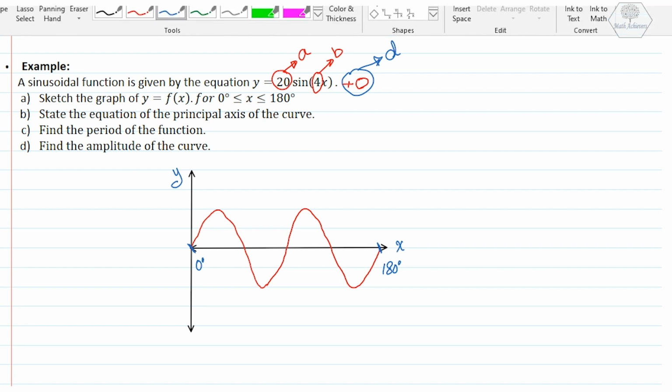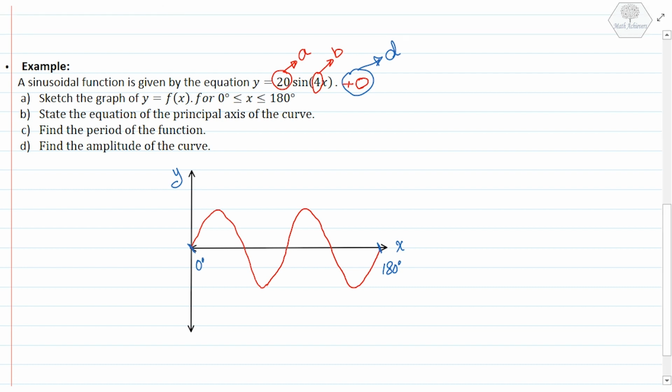After sketching, let's solve for part B. State the equation of the principal axis of the curve. Simply the equation of the principal axis y is equal to d, and it is 0. So the equation of the principal axis is y is equal to 0. Part C. Find the period of the function.